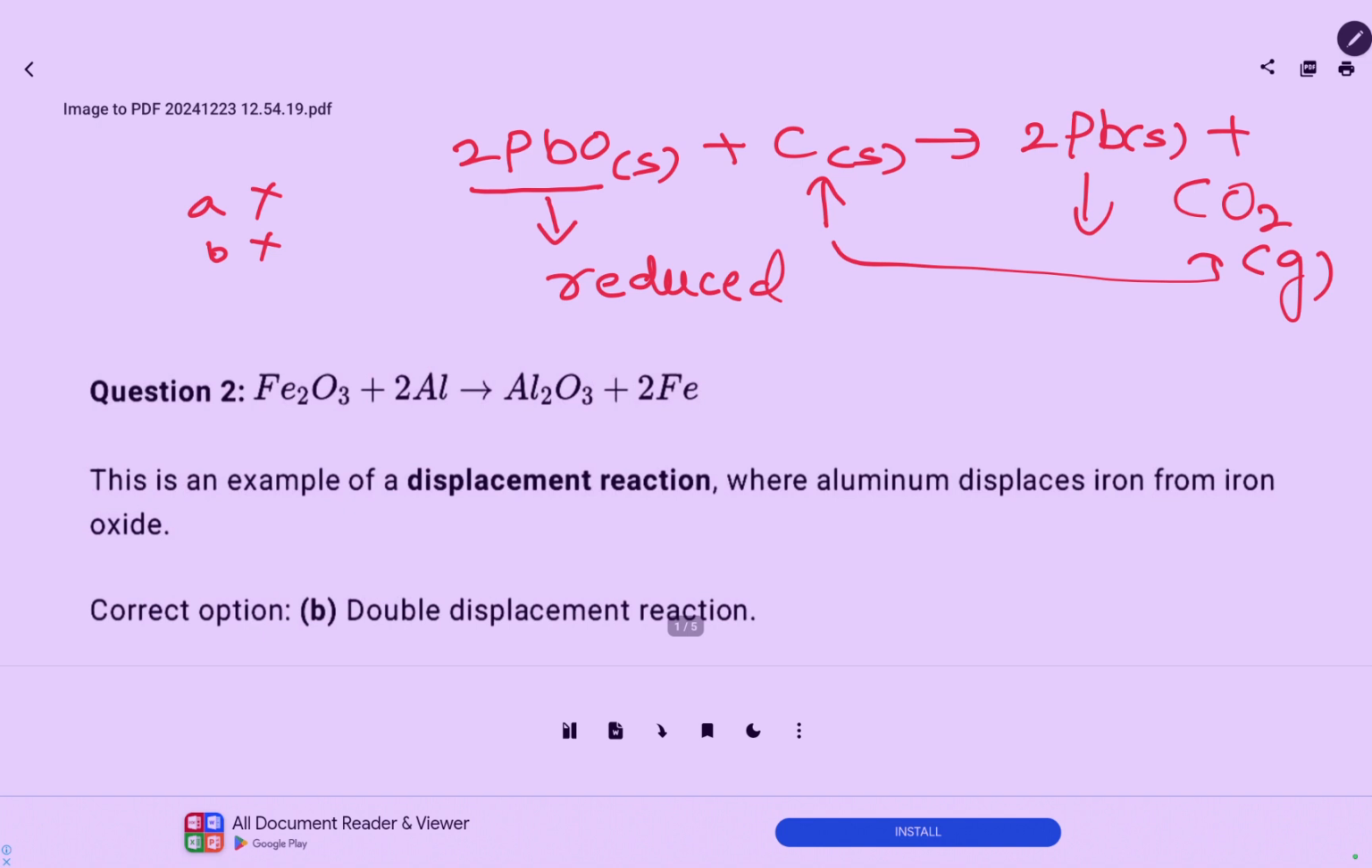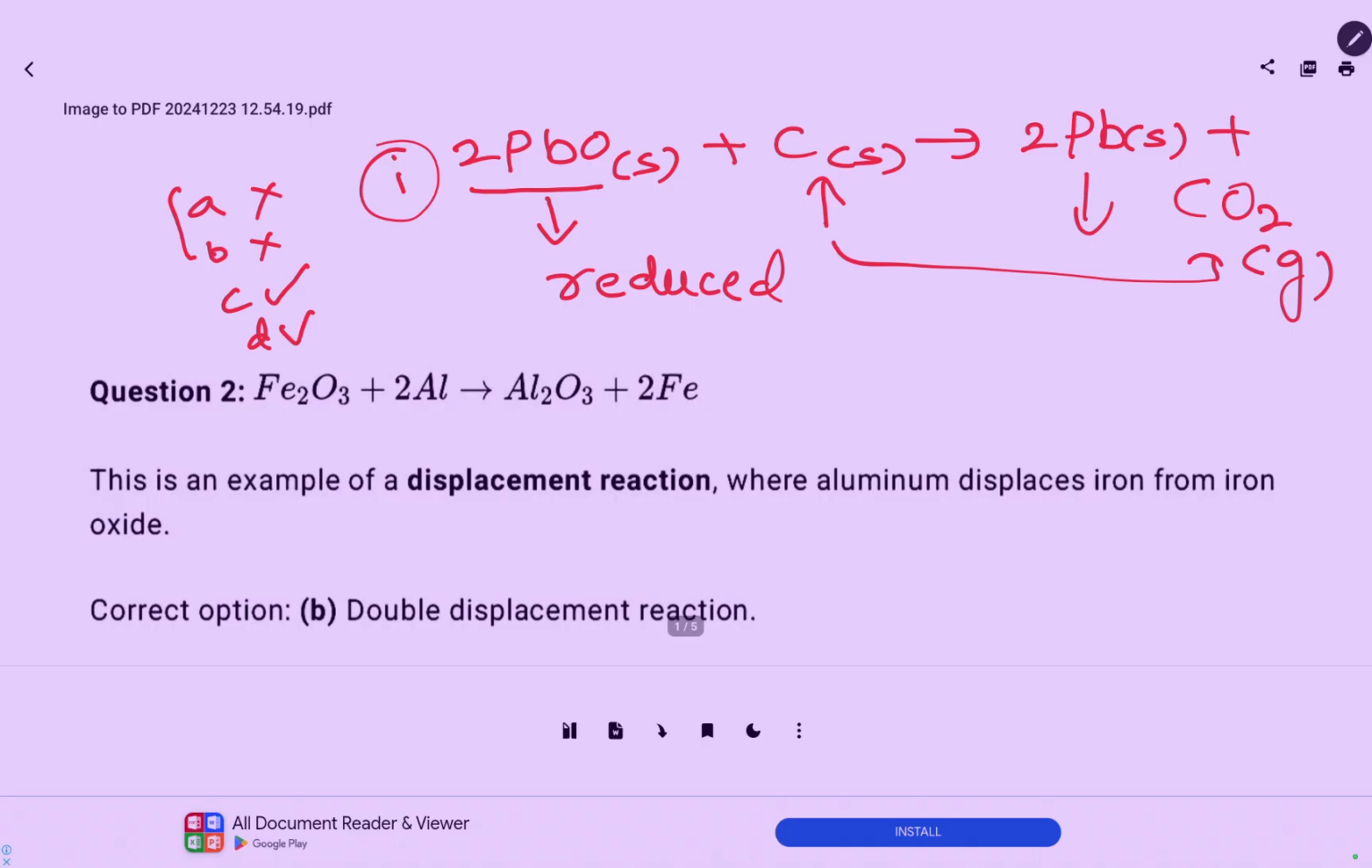Coming to the third statement, carbon is getting oxidized, that statement C is correct, and lead oxide is getting reduced, that is also correct. Now they asked us to mark which statements are wrong. The first option is A and B statements are wrong. So option 1 will be correct for that question.